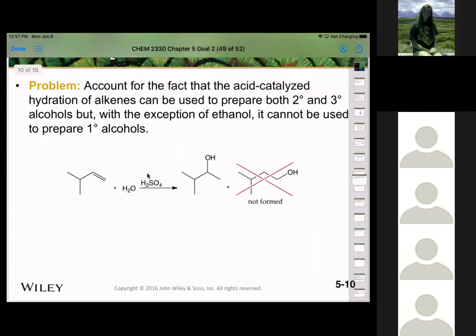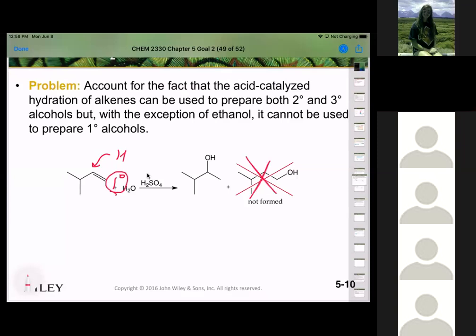Okay, so because of the stability of the carbocation here, that directs why we cannot make this primary alcohol from this reaction. And that happens because if we added the hydrogen here, we would have a primary carbocation. Never form a primary carbocation. You'll never see that product in any substantial amount. So if we added the hydrogen to that side, we would get this primary carbocation.